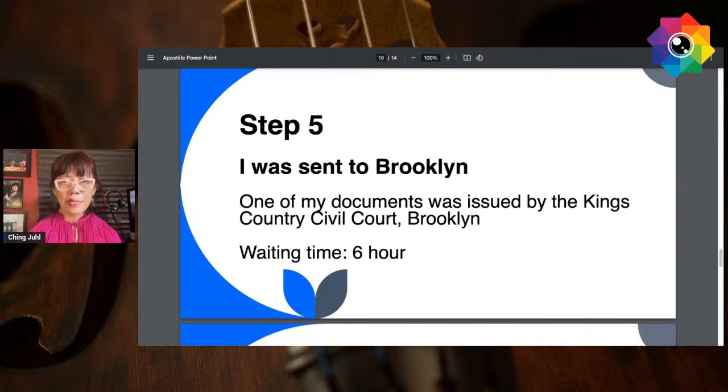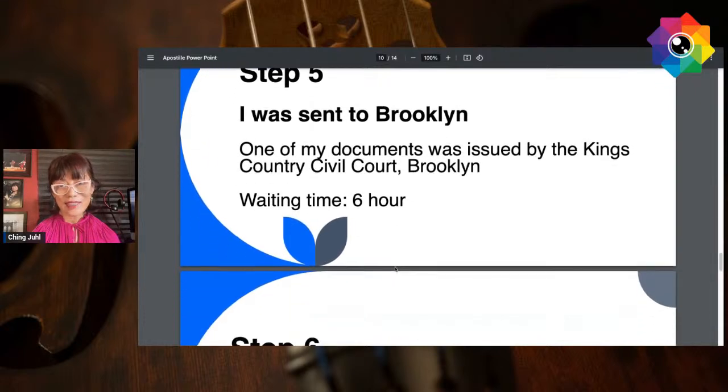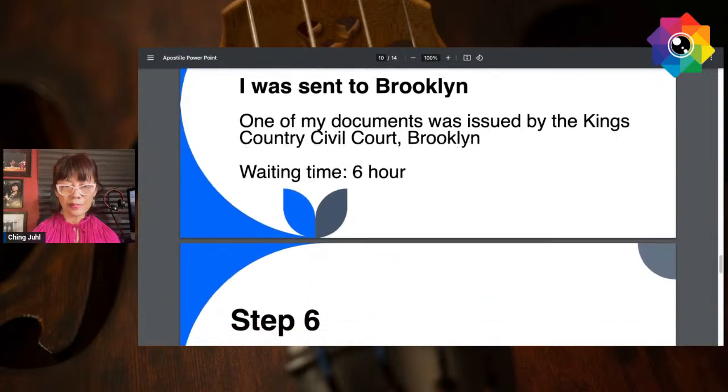Tom found it, and then he sent me to another window to pay some small fees, and then he sent me to another window to do another stamp. Then I was sent back to the New York court clerk office. Okay, so this is the story. Altogether, the waiting time was 6 hours for Brooklyn.